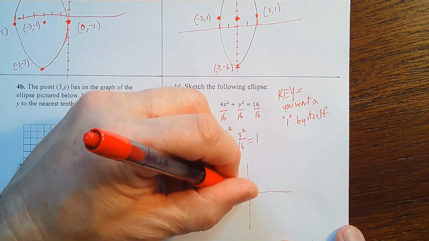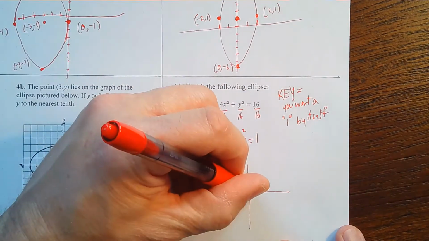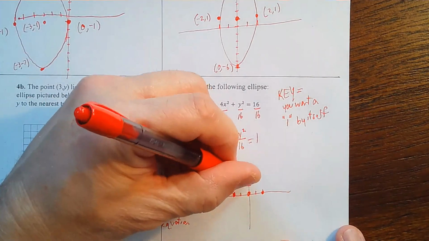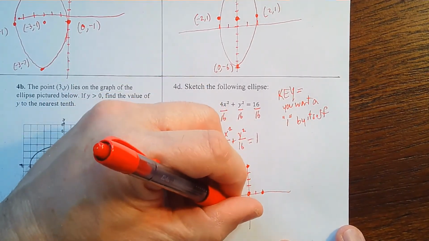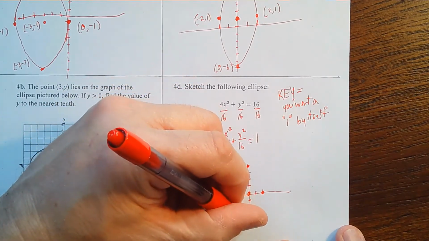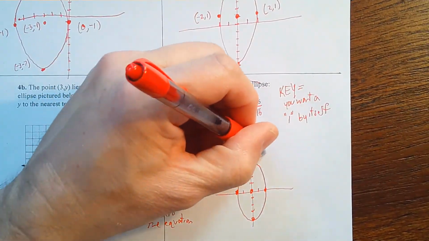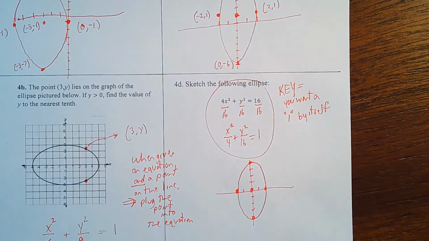Well, this is pretty easy. I'm going to do this quickly here. The center is at 0, 0. 2 units to the left and right. 1, 2, 3, 4. 1, 2, 3, 4 units up and down. And there's our sketched ellipse. But this process here is handy. Whatever number is by itself on the other side, you divide by that number, that'll give you the 1 that you're looking for.